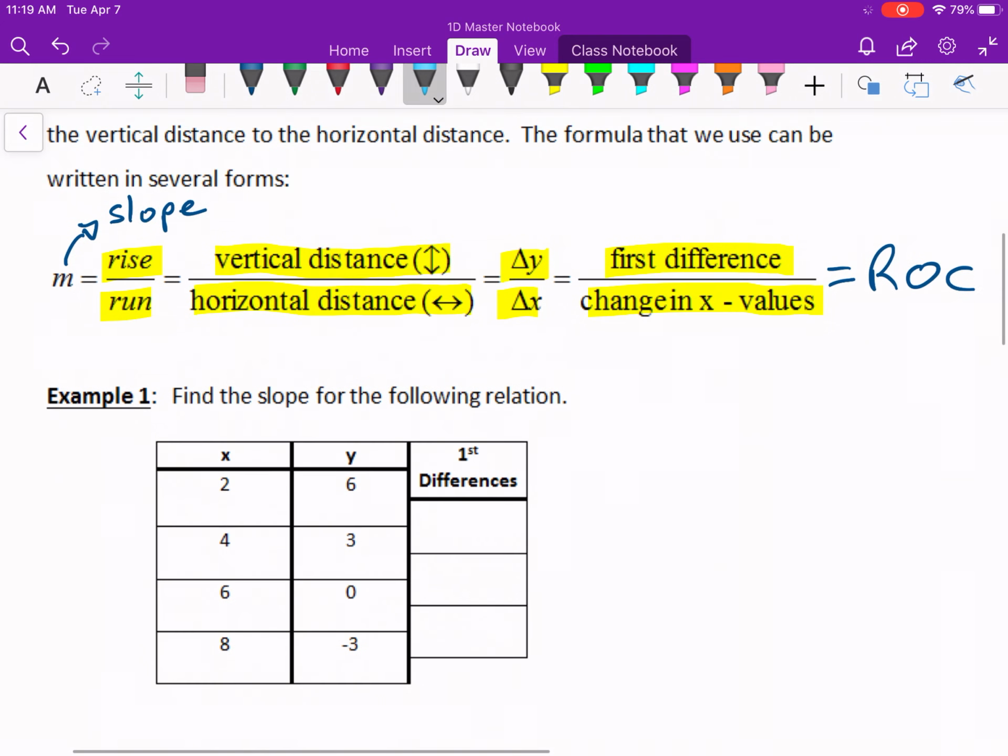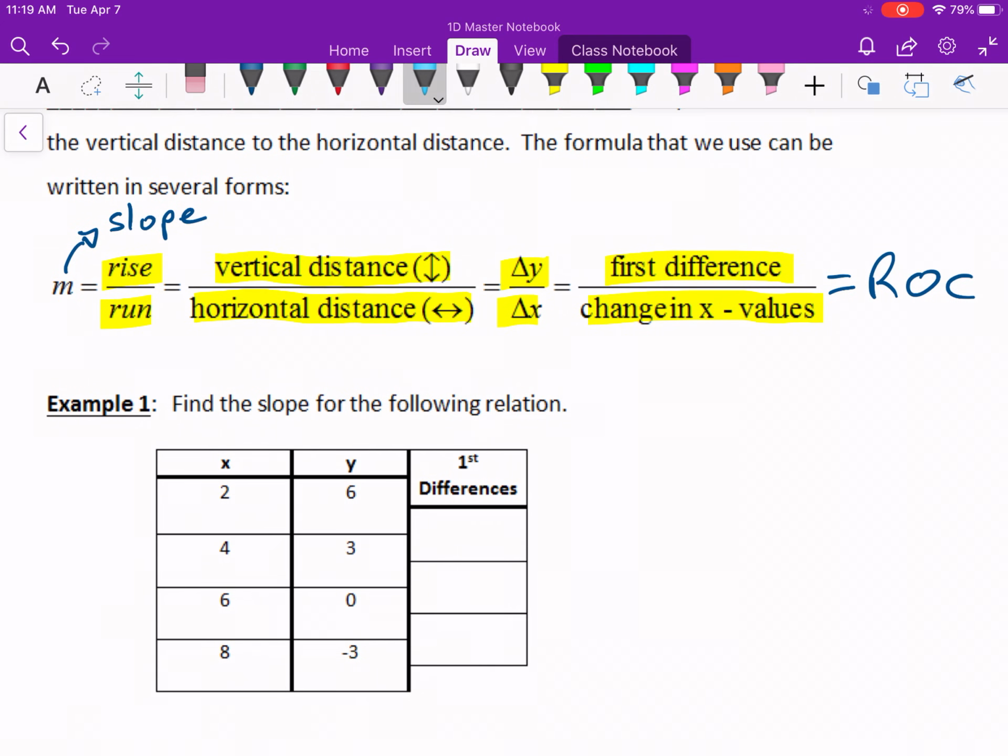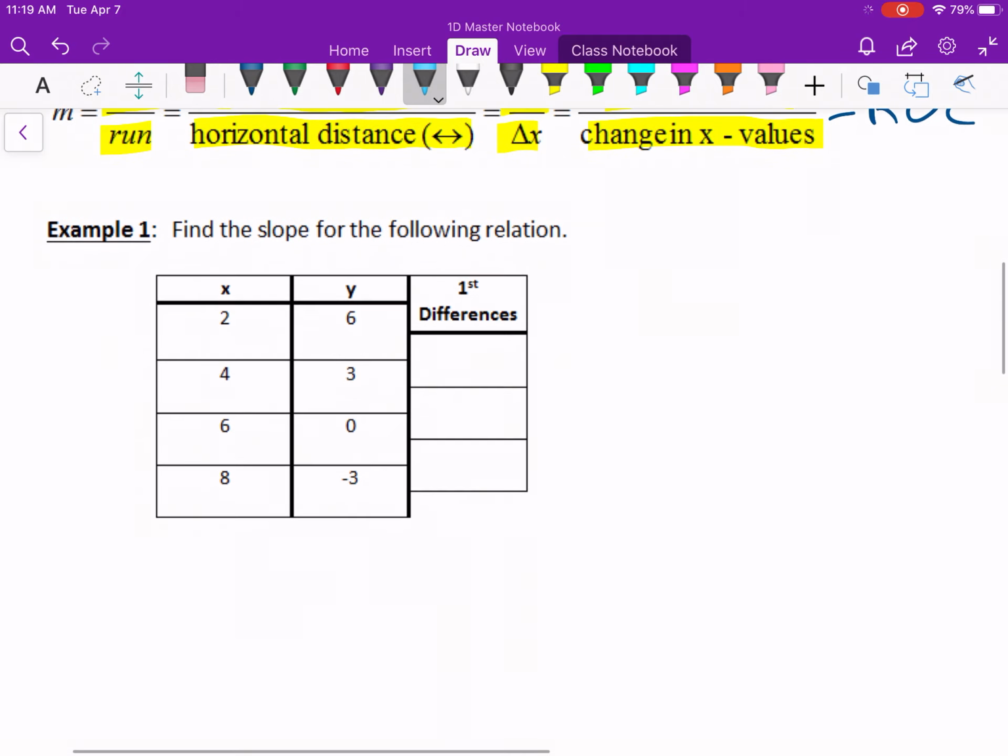So there's the formula. These are all the exact same formula. That's what the equal sign between them is showing. Slope is the same as rise over run, which is the same as vertical distance over horizontal distance, which is the same as change in y over change in x, which is the same as first differences over change in x values, which is the same as rate of change.